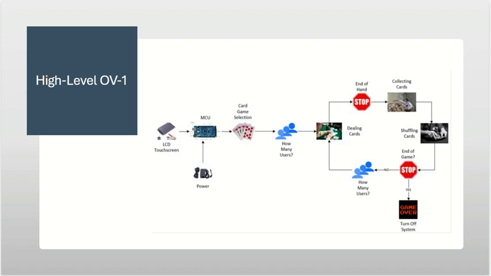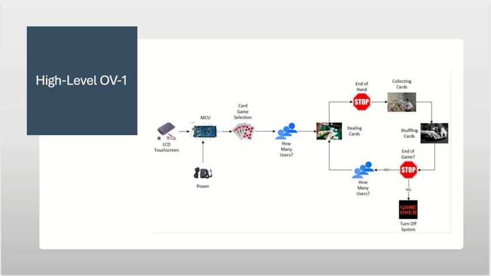Here's our high level OV1. Reading it from left to right, you can see that all the information from the LCD touchscreen goes to the MCU for coding and deciphering. Power also goes to the MCU, which also gets sent to the LCD touchscreen. From the touchscreen, you can get card game selection.